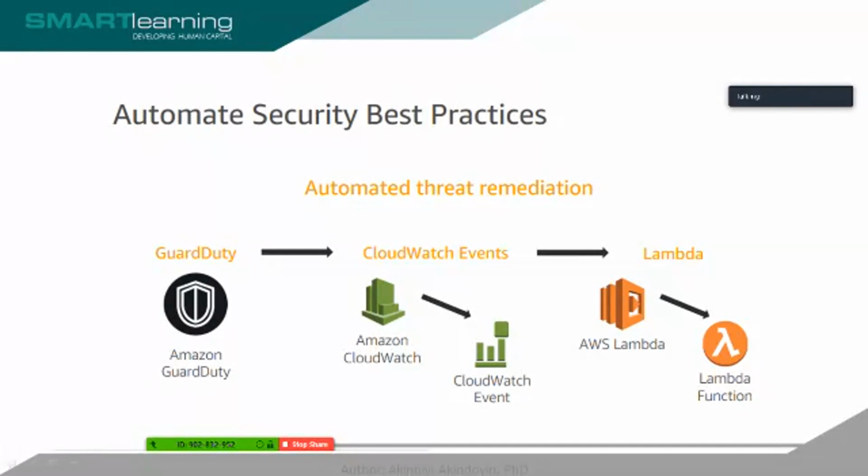And what does a Lambda do? Lambda can do quite a lot of things. Within a Lambda, you can set it to delete the user. You can say, okay, shut down a particular instance. It can do a lot of things for you. That's how you automate those threats. Remediation. So you remediate those threats.